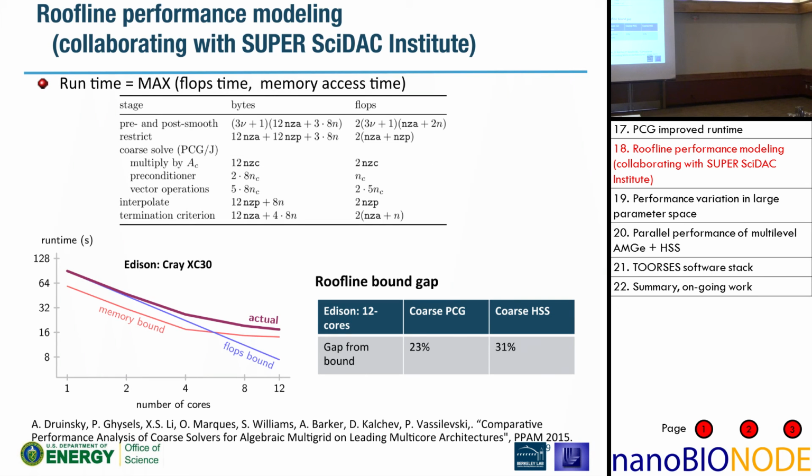With this characteristic, we look at this machine. It's an Intel Ivy Bridge machine. The memory bound is given by this with the number of cores. This is 1 socket, 12 cores. And the flops bound is given by this. In the beginning, the algorithm is flop bound. Later, it's memory bound. And after optimization, our actual result is not so far away from the bound. For the coarse-grid PCG, we got 23% close to the bound. For the HSS, it's a much harder, more complicated algorithm, so the bound is looser.